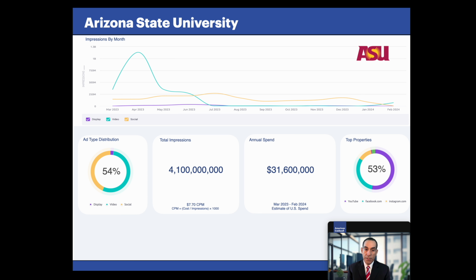4.1 billion impressions, which is the largest we've seen, and an annual spend of 31.6 million, again, at the very top of the charts. 53% of the ads specifically on YouTube, and then looking towards Facebook and Instagram for some of the others, with LinkedIn taking up a smaller portion.